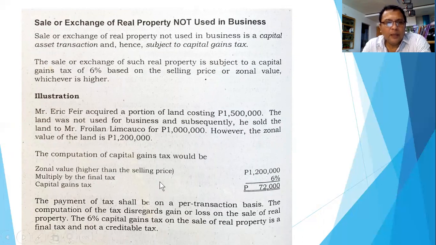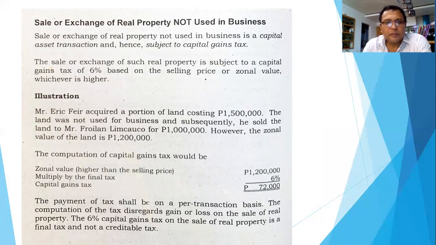So here, the zonal value is higher than the selling price. So it's based on the zonal value, 1.2 million times 6%. The capital gains tax is 72,000 pesos. So the payment of tax shall be on a per transaction basis. The computation of tax disregards gain or loss of the sale of real property. So the 6% capital gains tax on sale of real property is a final tax and not a creditable tax.